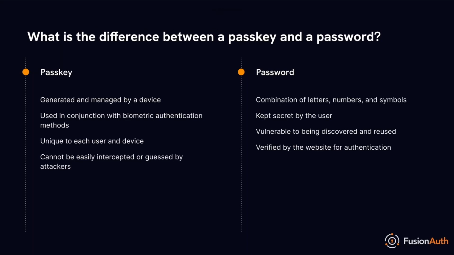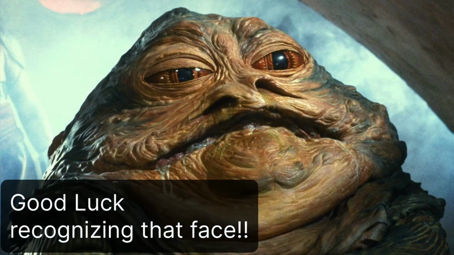So what is the difference between a passkey and a password? A passkey and a password are both authentication mechanisms used to secure access to private information. Usernames are unique identifiers chosen by the user, while passwords are typically a combination of letters, numbers. We've all seen these before. You've all used a password if you're at this conference. Passkeys, on the other hand, are generated and managed by a device, such as a smartphone or a security key, and are used in conjunction with biometric authentication methods, like we talked about. Fingerprints, Touch ID, facial recognition, or Face ID.